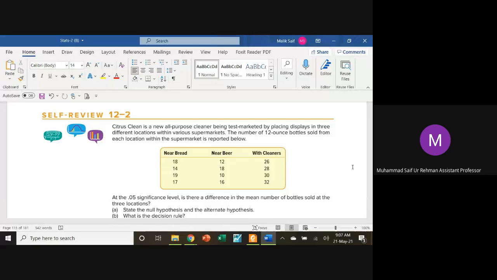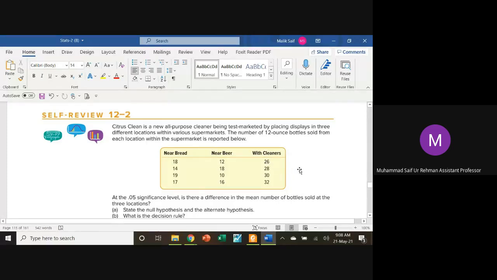So in different markets, in one supermarket it was placed near bread, you can say in the bread section, and in some other supermarket near beer, and in some other supermarket near the other cleaners. So this may be one scenario, or the other scenario you can establish yourself. You may consider the situation. Let's say you are in the Metro shopping mall, and on one day you place the cleaners near the bread, on some other day you place the cleaners near the beer, and some other day you place the cleaner, I mean Citrus Clean, near the other cleaners, so in the cleaners section, I mean.